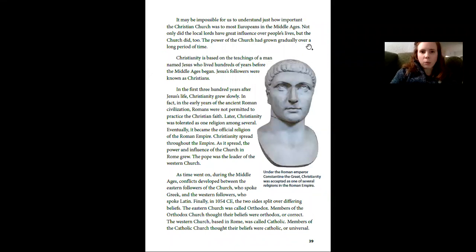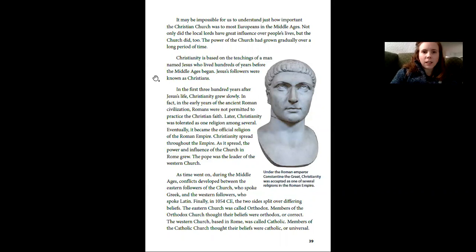It may be impossible for us to understand just how important the Christian church was to most Europeans in the Middle Ages. Not only did the local lords have great influence over people's lives, but the church did too. The power of the church had grown gradually over a long period of time. Remember, gradually means little by little. So little by little, their power had grown.